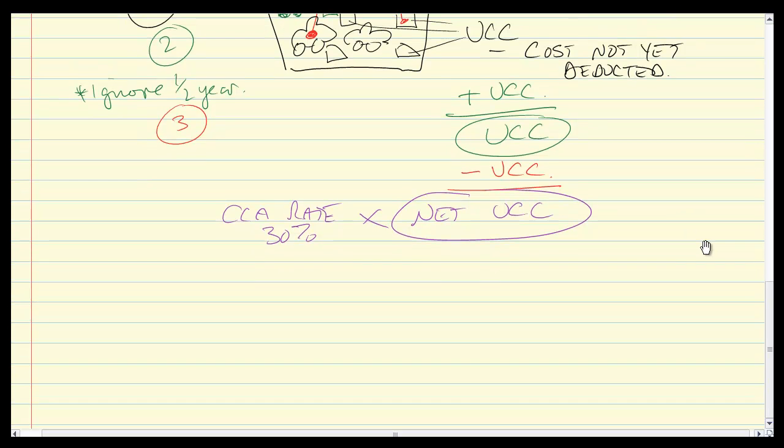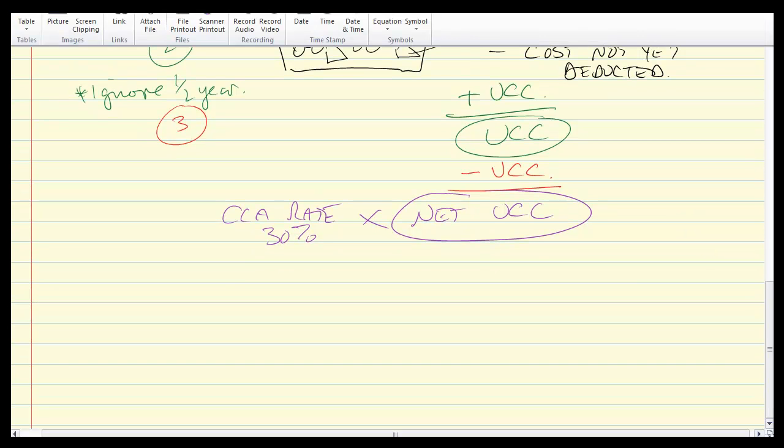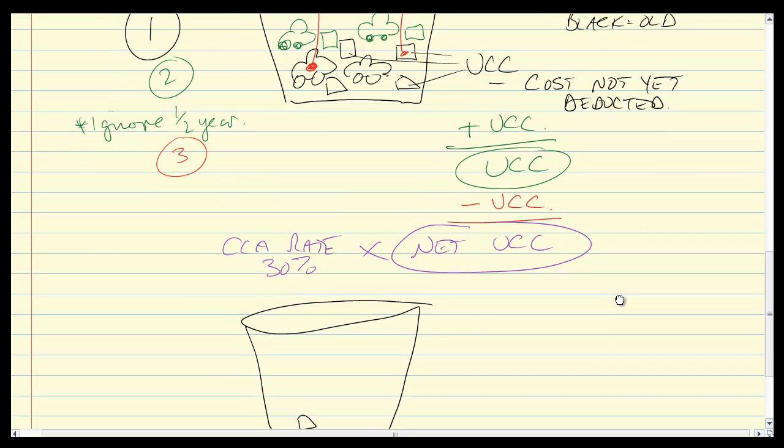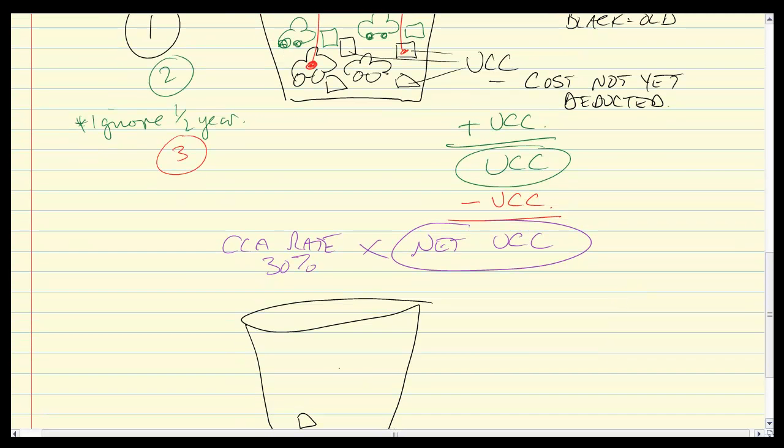Now I need to redraw the bucket. I'll redraw the bucket really quickly and say, okay, where are we at now? Let me scroll this down just a little bit. That car's gone, but that computer's there. This car is here.